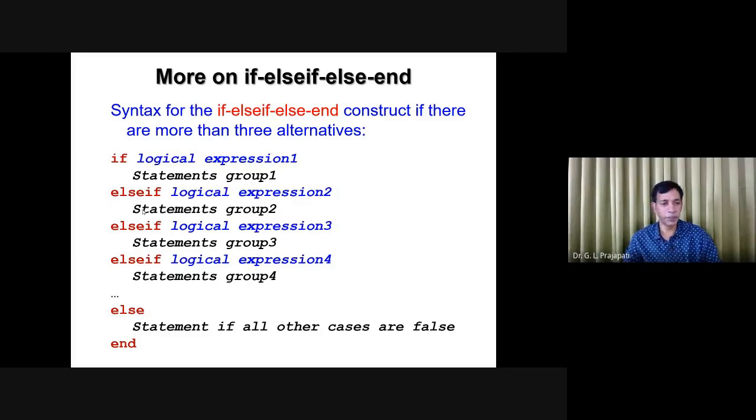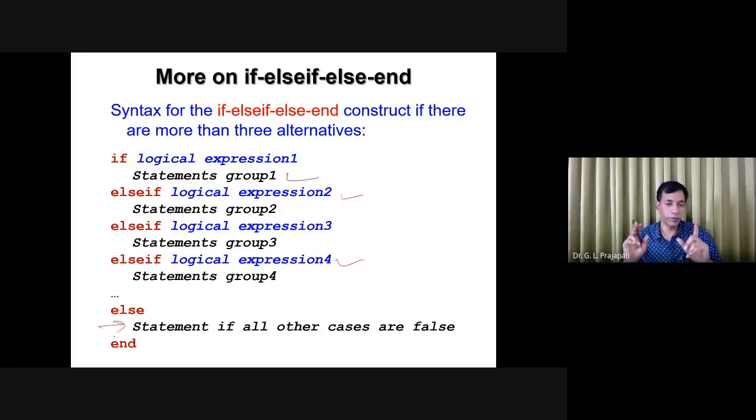This is the big picture. Within the if, you can have any number of else if. If logical expression 1 is true, then you are going to execute group 1. If this is false, then you check the next one. If this is also false, you check the next, and so on for any other else if you have. Otherwise, if every logical expression is false, then you are going to execute this part.